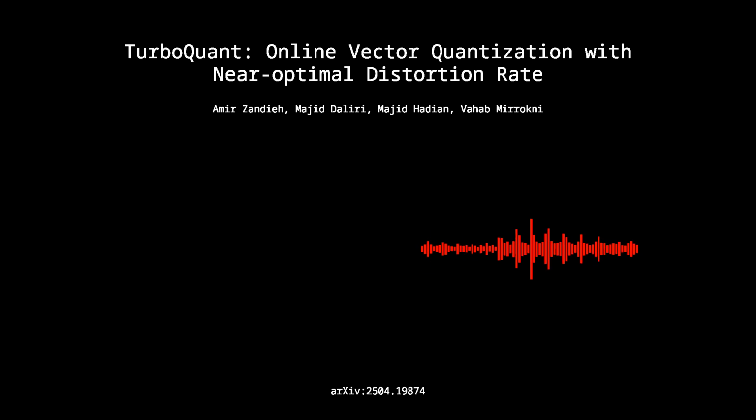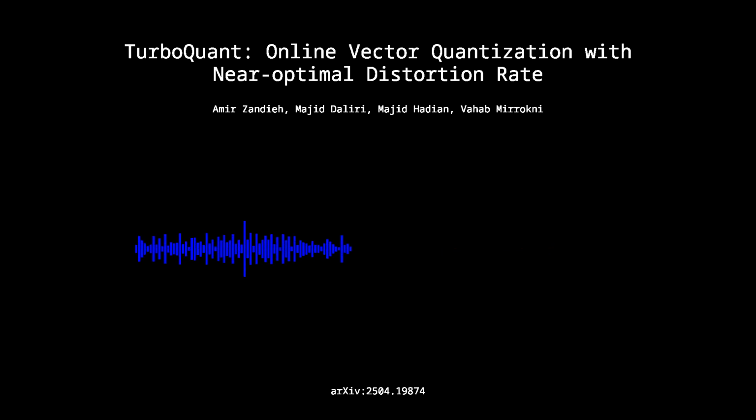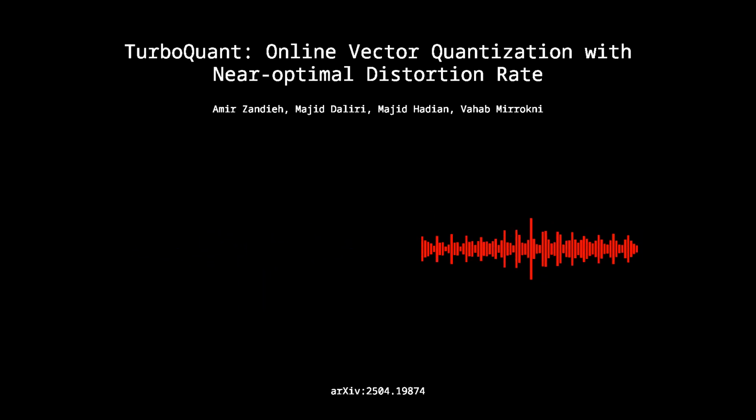The initial mechanism here, the engine driving the MSE minimization, relies on forcing completely arbitrary, even adversarial data into a highly predictable statistical distribution. Okay, so imagine you were handed a worst-case d-dimensional input vector, let's call it x, and it's sitting somewhere on a unit hypersphere. Right, and instead of trying to adapt a codebook to this unknown, potentially awful vector, TurboQuant just multiplies x by a random rotation matrix. They denote it as pi.